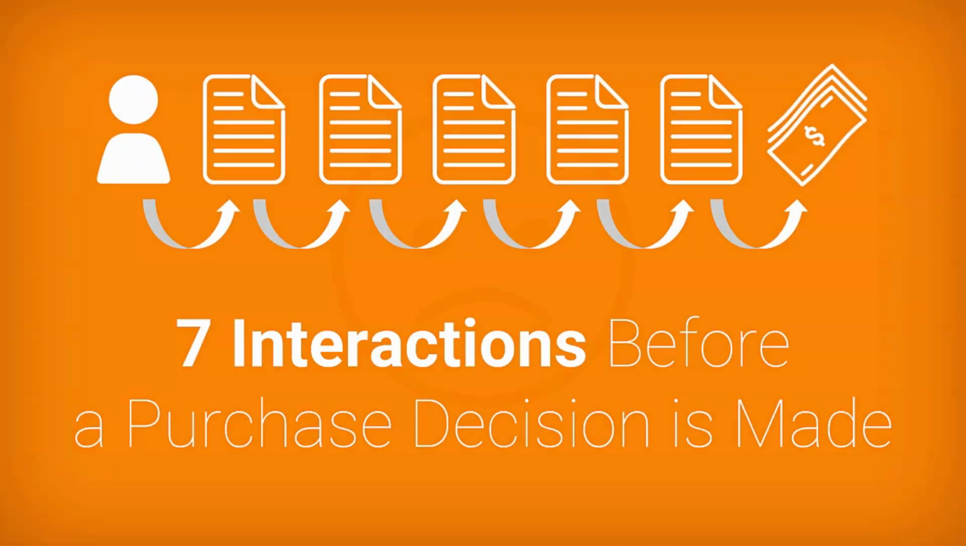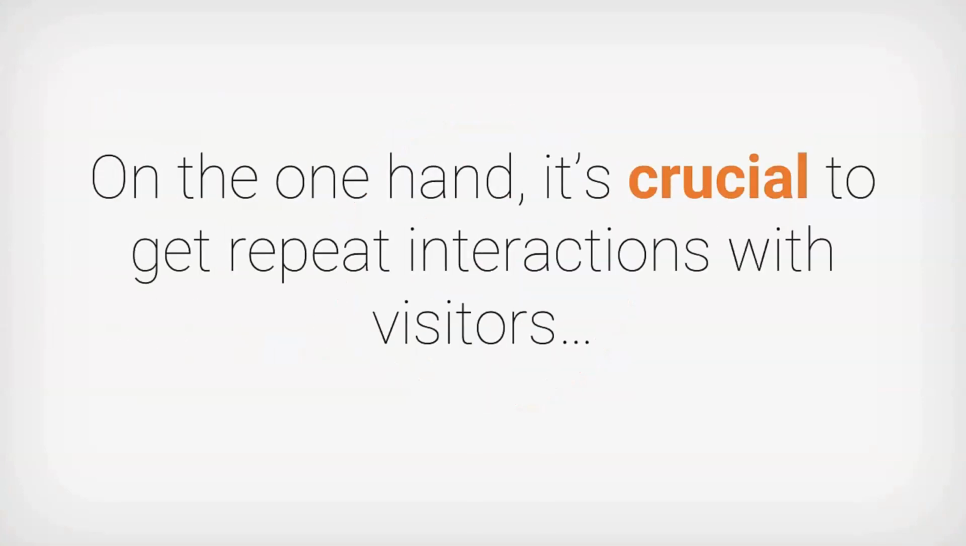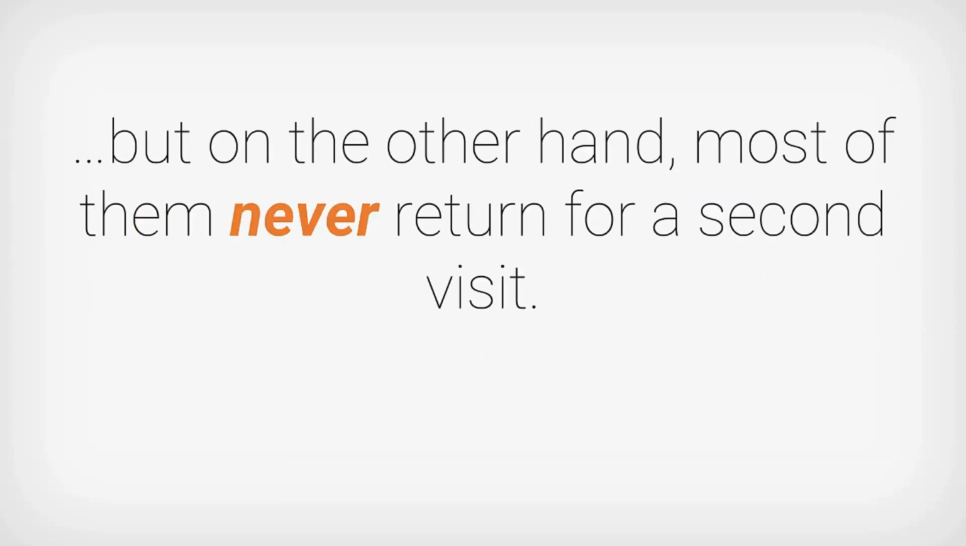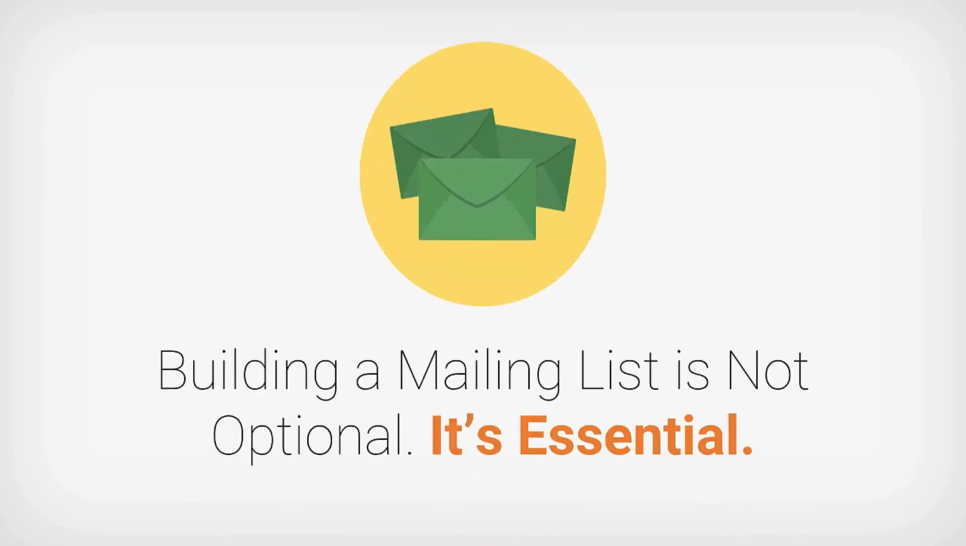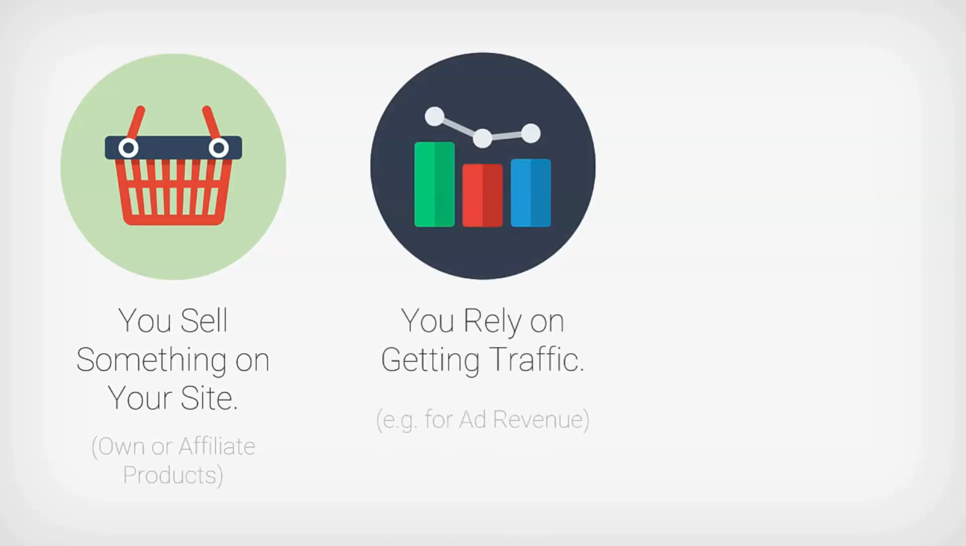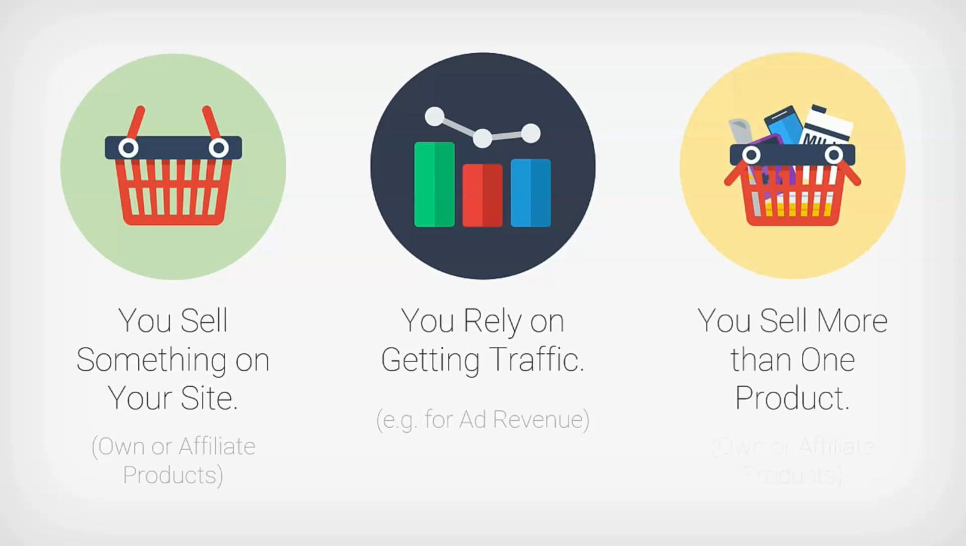Taken together, these two facts don't paint a pretty picture. On the one hand, it's crucial to get repeat interactions with visitors, but on the other hand, most of them never return for a second visit, let alone a 7th one. This is why building a mailing list is not just optional, it's essential, especially if your business falls into one of these 3 categories. You sell something on your website, either yourself or as an affiliate, your business model relies on getting traffic, or you have more than one product to sell, either yourself or as an affiliate.